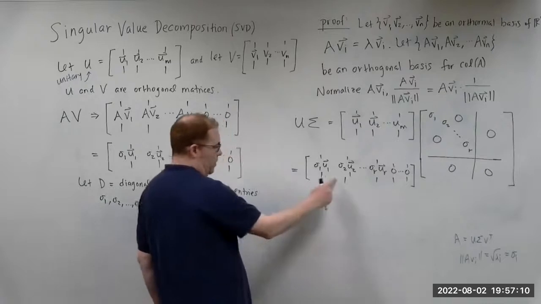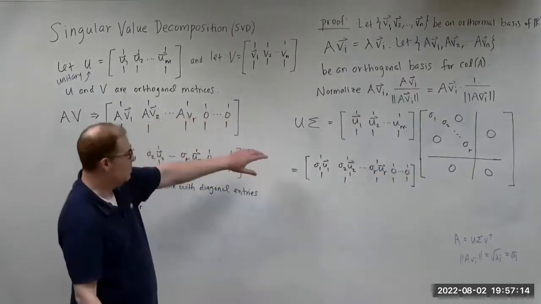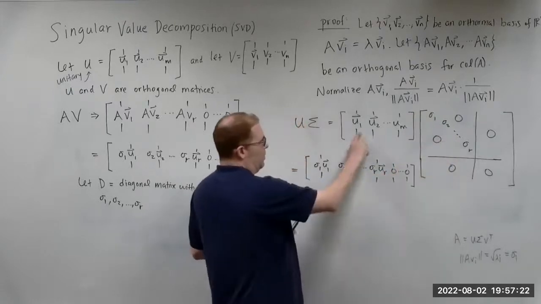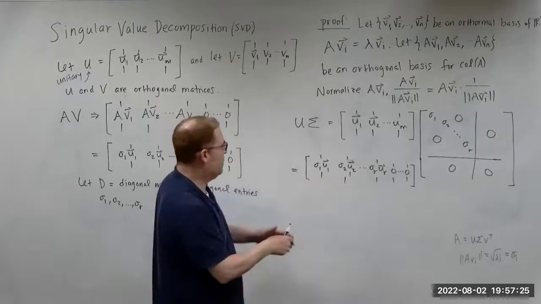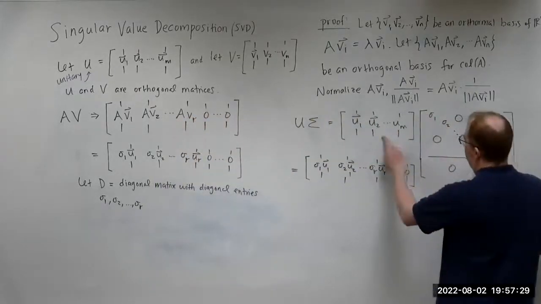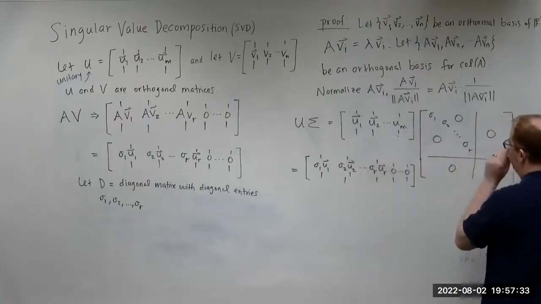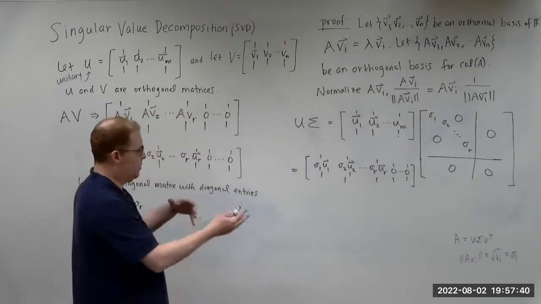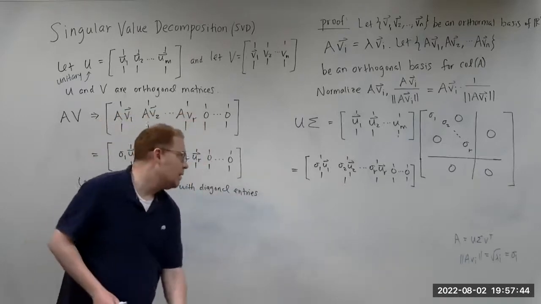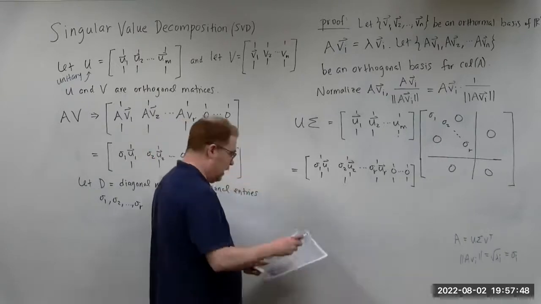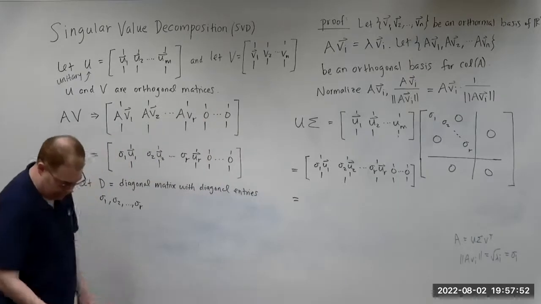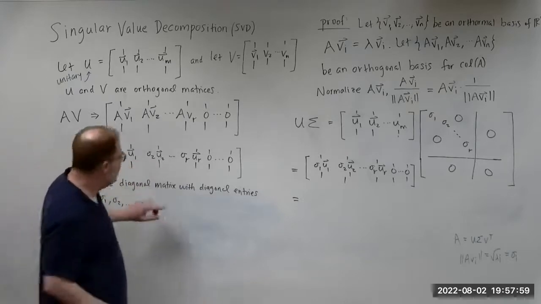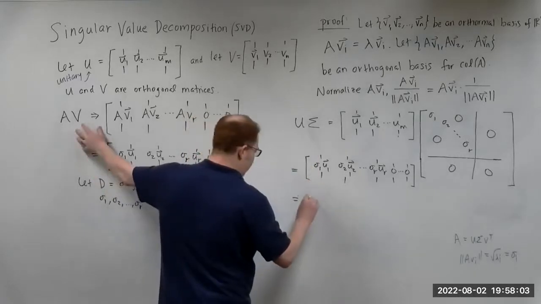Each one of these is a vector. If you take this and multiply, because sigma is diagonal, you're getting sigma 1 times u1, and then sigma 2 times u2, and so on up to u of m. It doesn't matter whether you put the scalar in front or afterward, because it's a scalar. So this is U times sigma. Remember, we showed that each one of these is equal to this, so we have U sigma equal to AV.